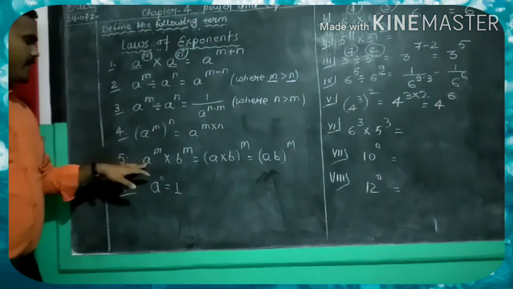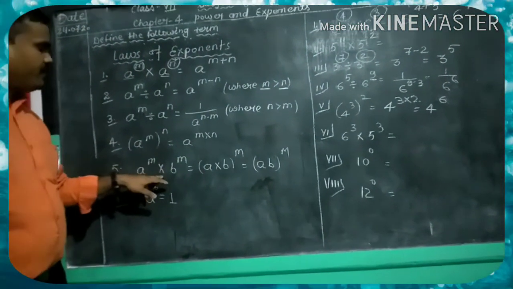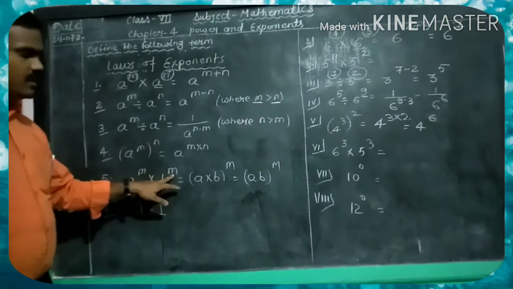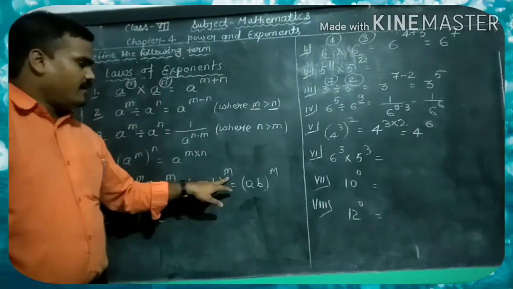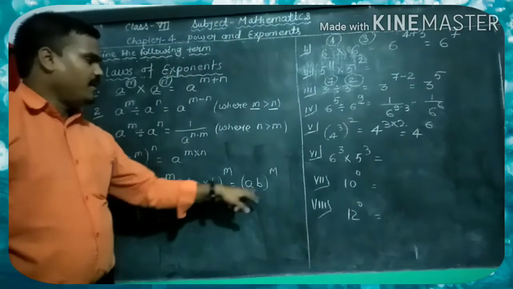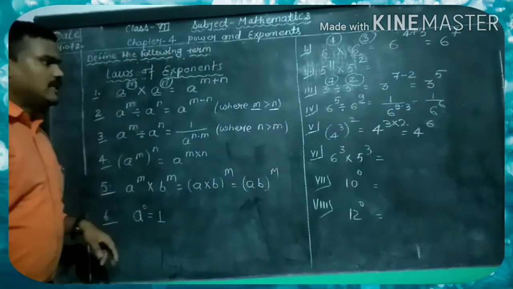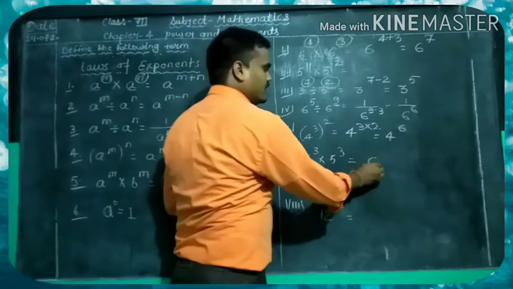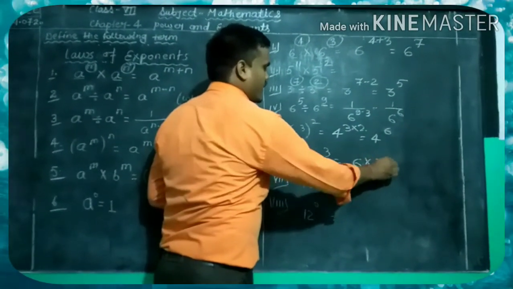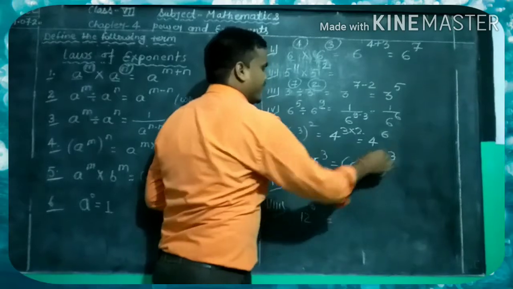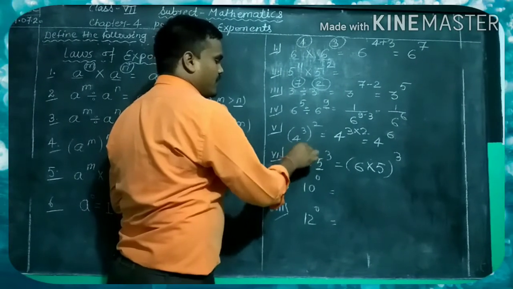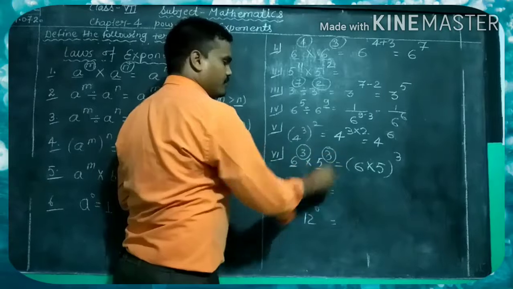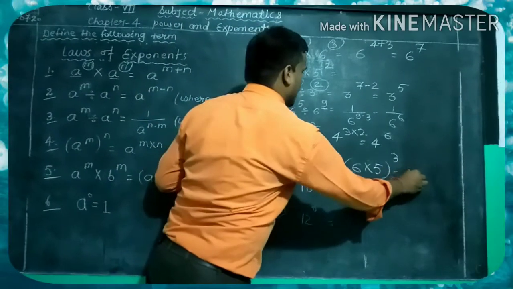Third rule: if a to the power m is multiplied by b to the power m, then we write (a × b) to the power m, or (ab)^m. In this example, we can write 6 into 5 multiplied by 3. We will multiply both terms if the power is the same, which means 30 to the power 3.